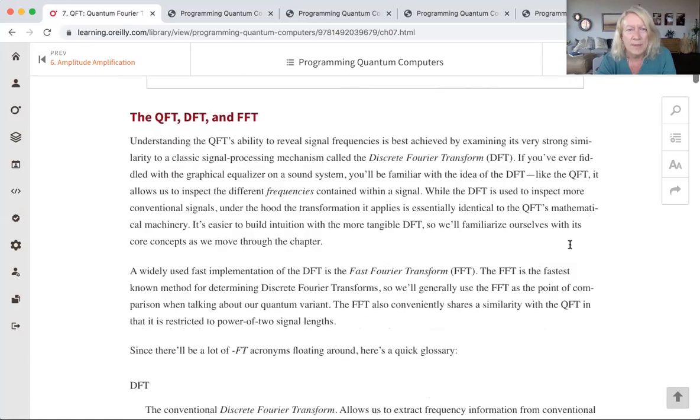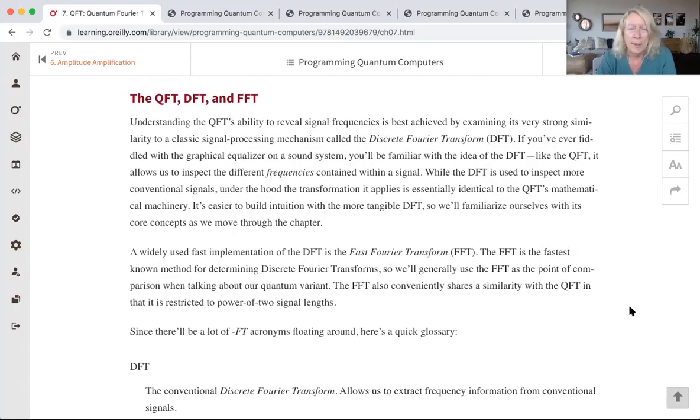So then they go into these Fourier transforms. They give the context that the QFT is very similar to something from what's called classical signal processing, called the discrete Fourier transform. It's something you would see if you're an audiophile working with a graphic equalizer and a sound system. So the DFT, as they say, allows us to inspect the different frequencies contained within a signal. The DFT is used to inspect more conventional signals, and the transform it applies is identical to the QFT's mathematical machinery.